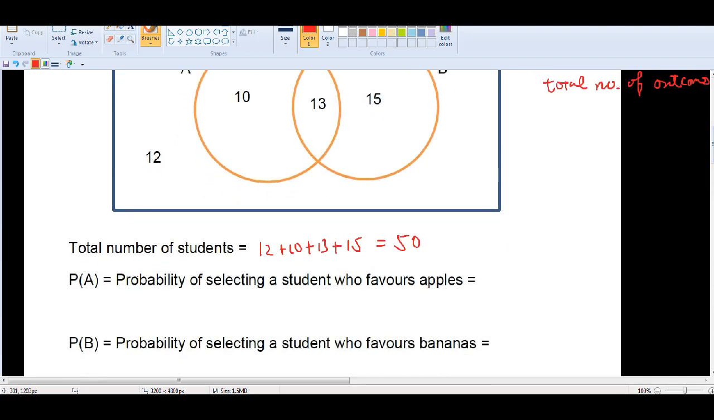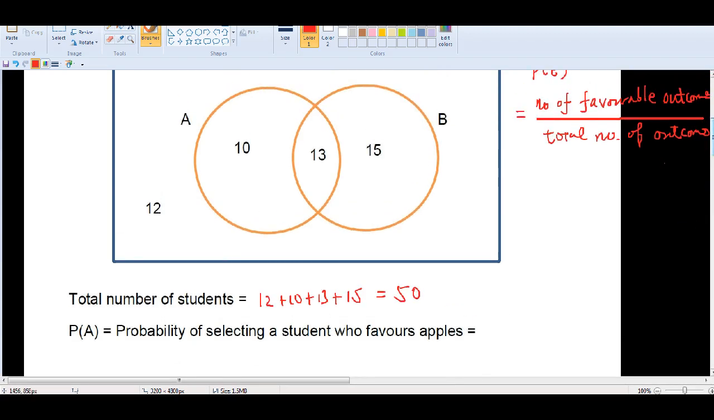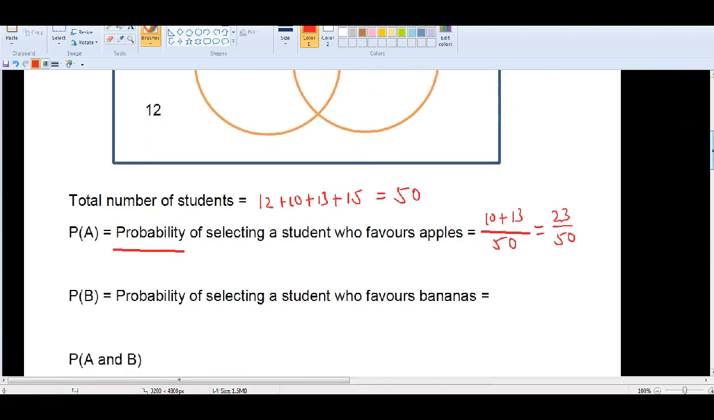And let's see some probability. Probability of A, where A means apple, means the probability of selecting a student who favors apples. That means students in the circle of A, so there are 10 plus 13 students. Since this is probability, you need to divide that number by the total number of students, which is 50. So there is the answer.